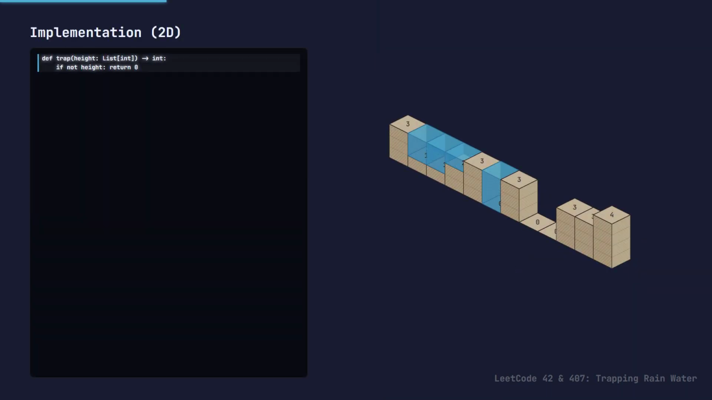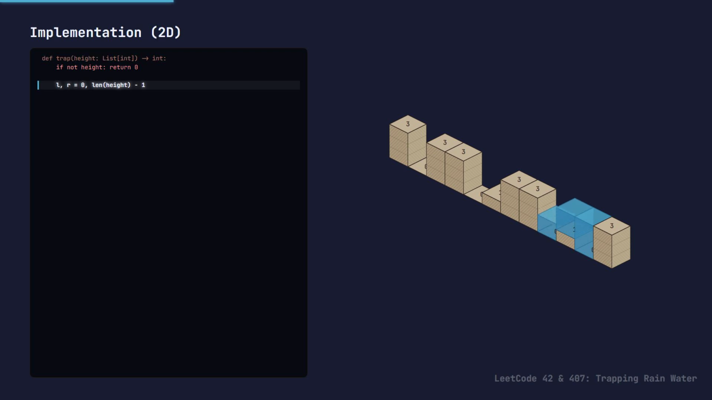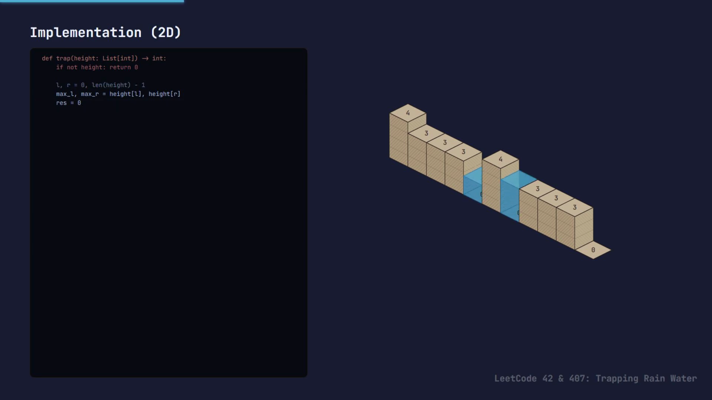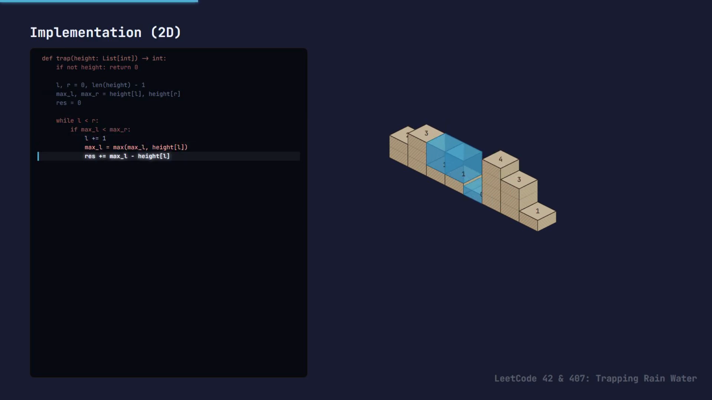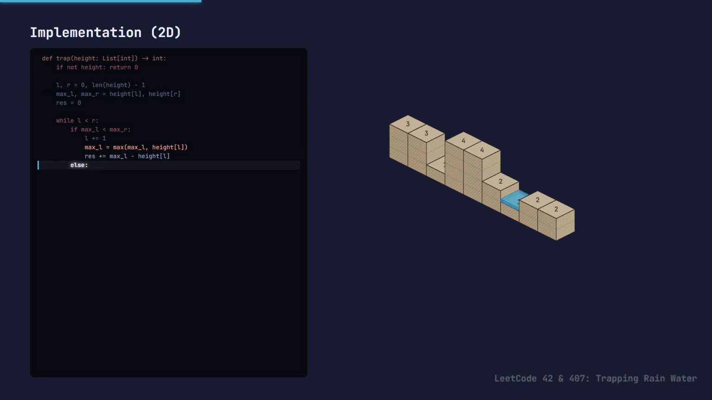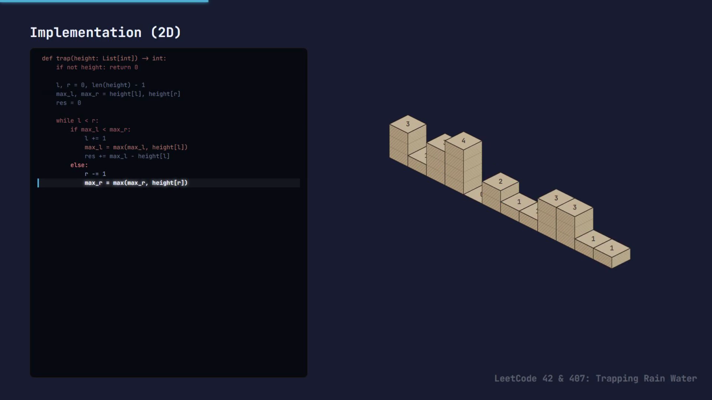Let's take a quick look at the Python code for this approach. We set up our left and right pointers and initialize our max_left and max_right variables to keep track of the highest walls we've encountered. Then, we drop into a standard while loop. If the left max is smaller, we know the left side is our absolute bottleneck. So we increment the left pointer and add any trapped water. Otherwise, the right side is the bottleneck, so we decrement the right pointer. Finally, we just return our total trapped water. Boom, done.